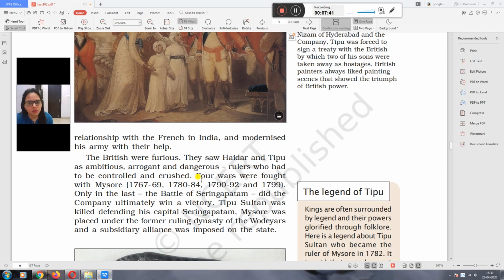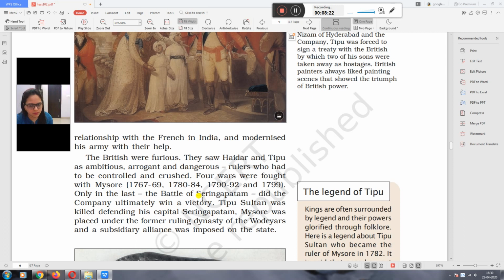Four wars were fought with Mysore. The British fought four wars with Mysore: 1767 to 69, 1780 to 84, 1790 to 92, and the last in 1799. Only in the last, the battle of Srirangapatnam, did the company ultimately win a victory. Tipu Sultan was killed defending his capital Srirangapatnam.